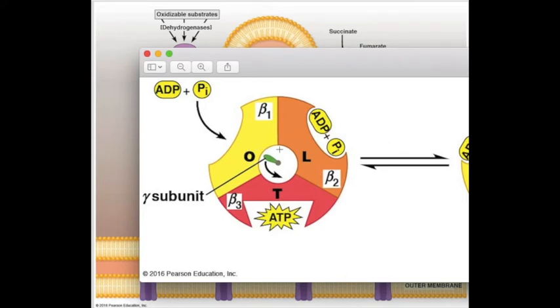So as this turns, we're generating more and more ATP. We're really cranking that out. And what we end up with is probably about 36 to 38 ATPs being generated per molecule of glucose.